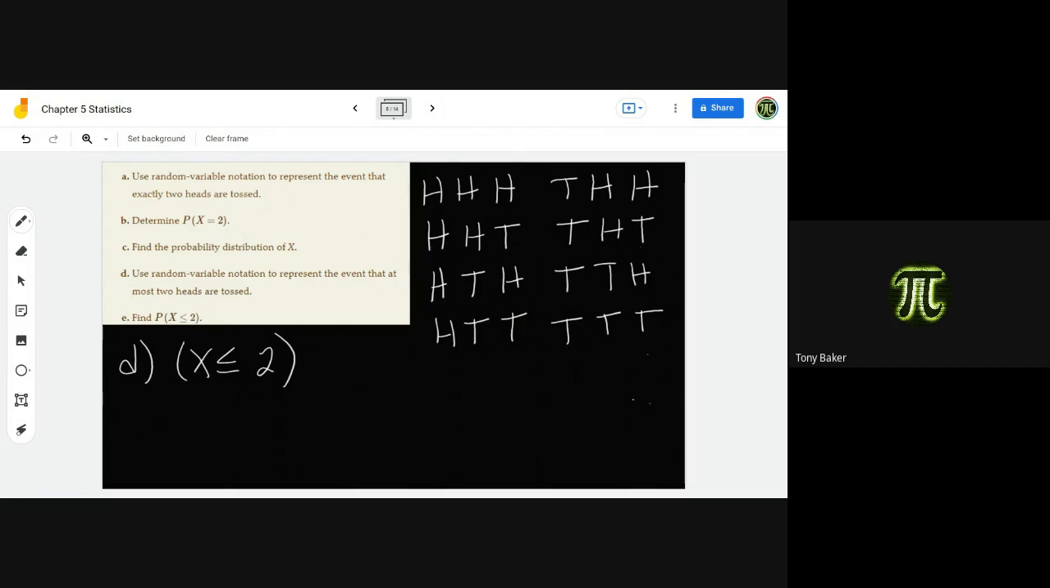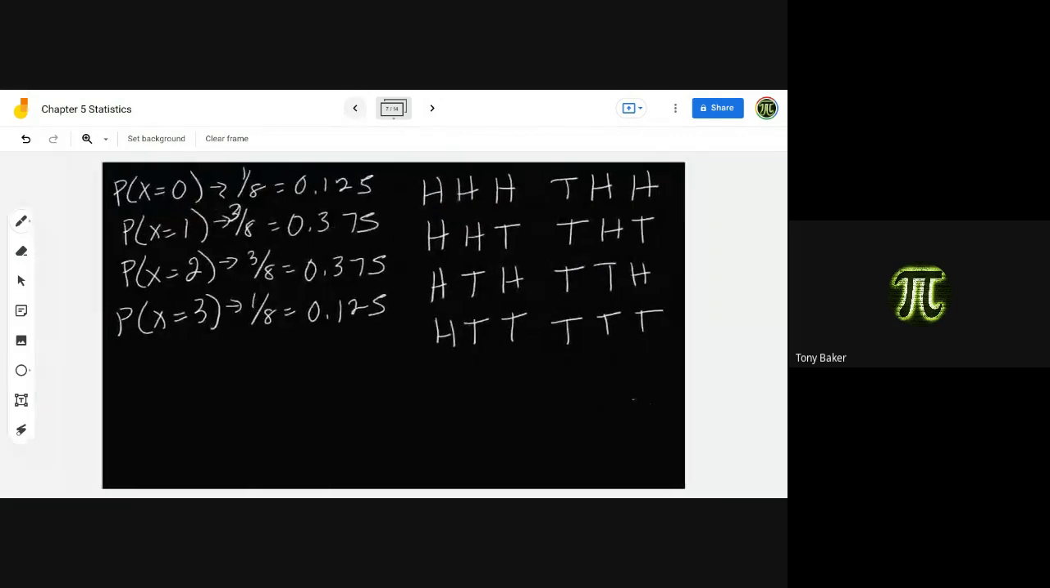Okay? The next question says, what's the probability of that? So I want the probability that x is less than or equal to 2. How would you do this one? Remember, we've got all our probabilities right here. If I want less than or equal to 2, which ones am I looking at? Okay, so I could take 0, 1, and 2. If I add those 3 up, I would get my answer, correct? So in this case, that's 0.875.